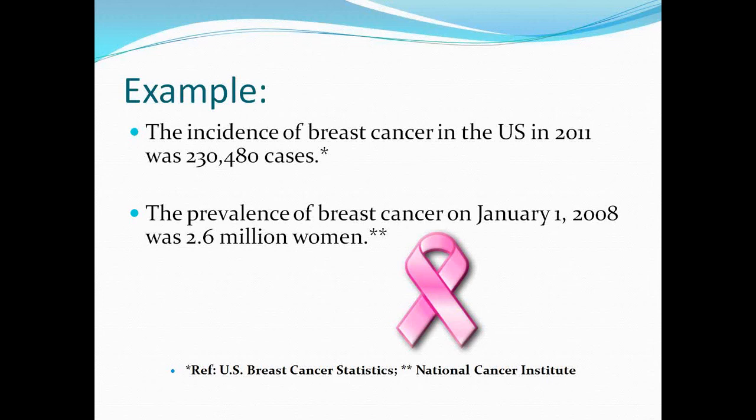So incidence conveys information about the risk of developing the disease, but prevalence indicates how widespread the disease is. So prevalence is more of a measure of the burden of disease on society. And incidence is usually more useful than prevalence in understanding the development of disease. So for example, if an incidence rate of a disease in a population increases, then there's likely a risk factor that's causing the increase.